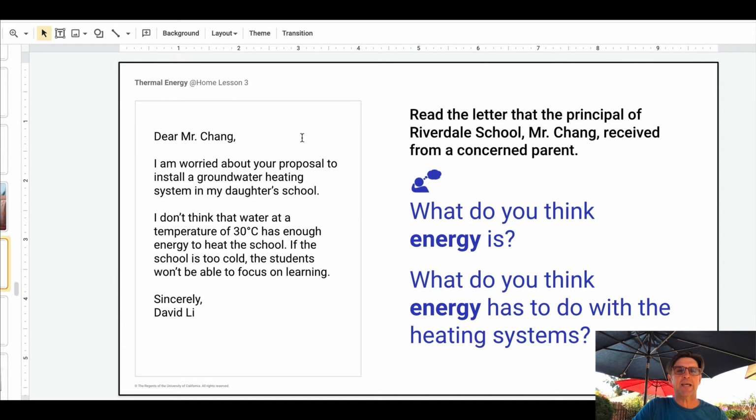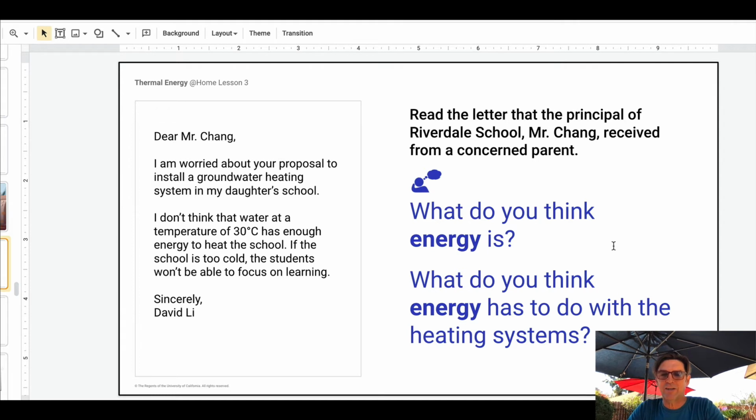Dear Mr. Chang, I'm worried about your proposal to install a groundwater heater system in my daughter's school. I don't think that the water at temperature of 30 C has enough energy to heat the school. If the school is too cold, the students won't be able to focus on learning. David Lee, so that's a parent the principal received.